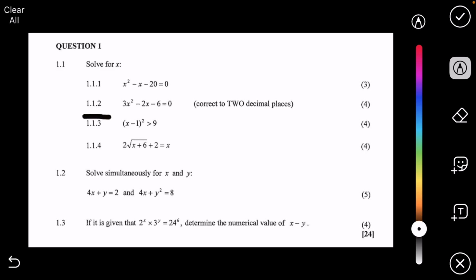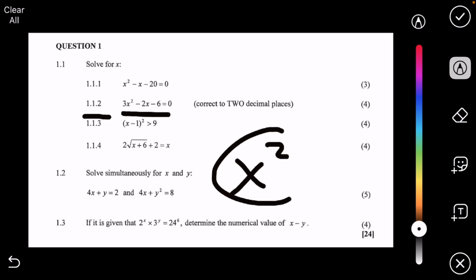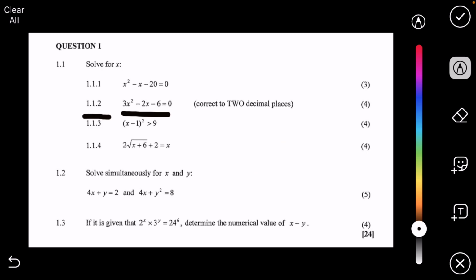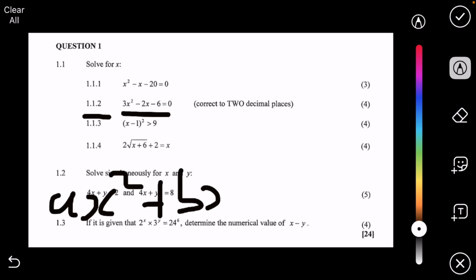Question 1.1.2. Okay guys, same question applies. Is this a linear equation or a quadratic equation? It seems to be a quadratic equation, because of that x squared. So now, is it already in the standard form? It seems to be in the standard form, ax squared plus bx plus c, already it's equated to 0.